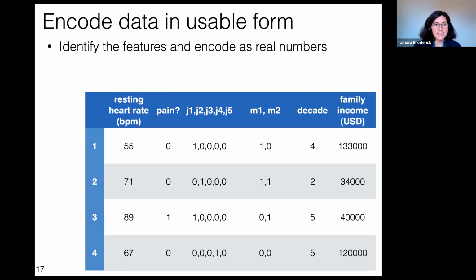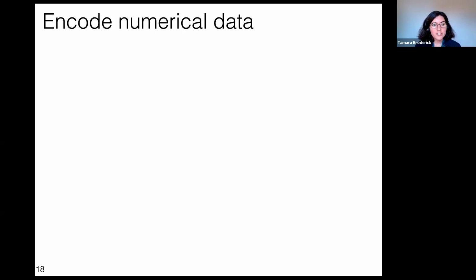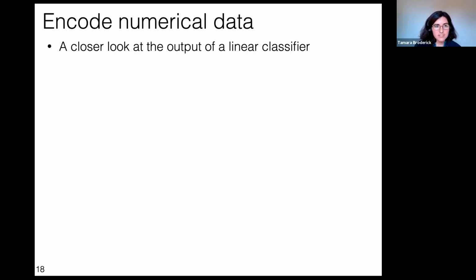But now let's ask, are there still potential problems or things that we could do better by, again, having some feature transformation of our data, transforming to a new set of features? So in order to talk about that, let's actually talk about numerical data, which we thought was the easiest type of data. And in some sense it is, but there are still some potential issues. So let's look at the output of our linear classifier.